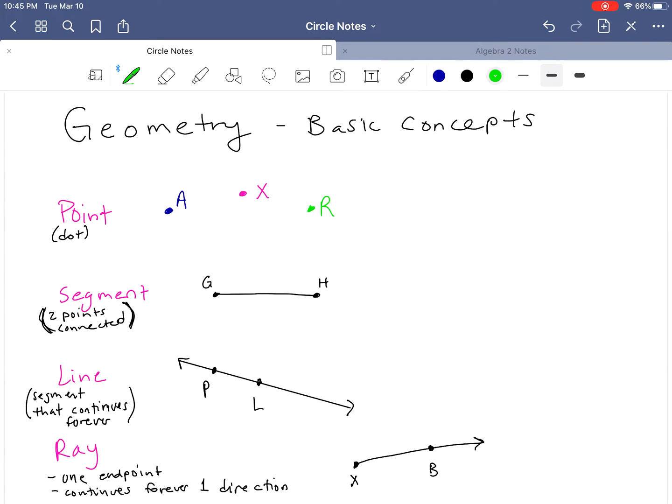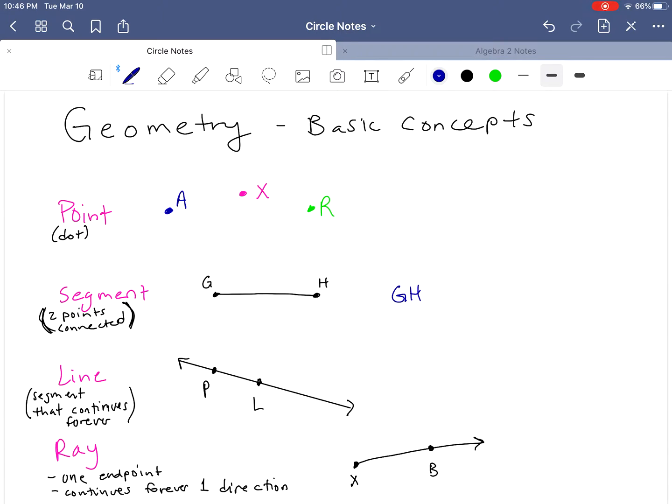So points lead into our next vocabulary word, which is a segment. I've gone ahead and drawn one here. Basically, a segment is what you get when you connect 2 points. So when we look at this segment, we've got 2 endpoints, point G and point H. So if I wanted to name this, I would call it segment GH.